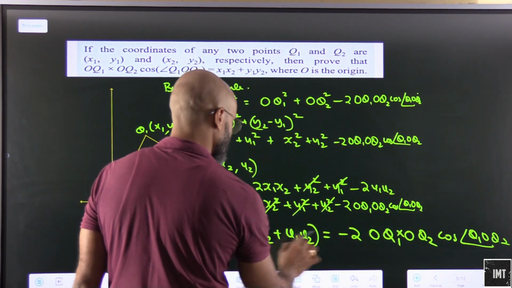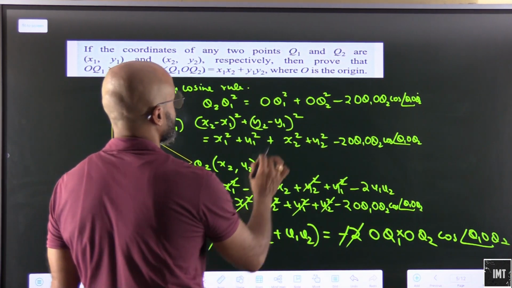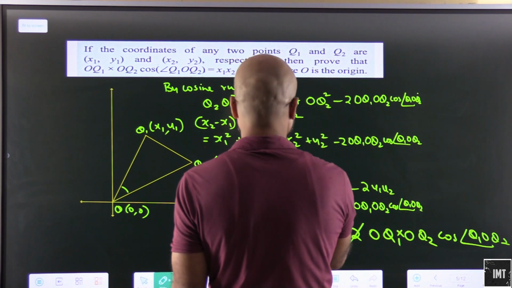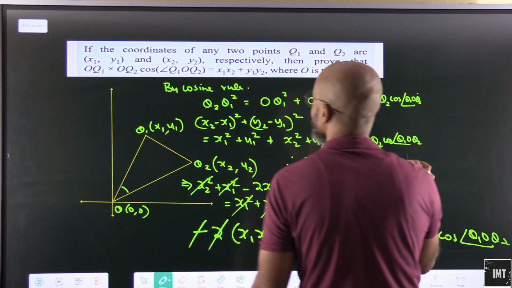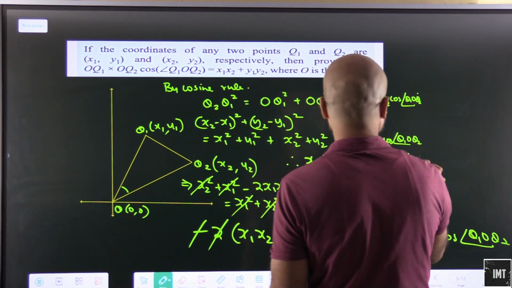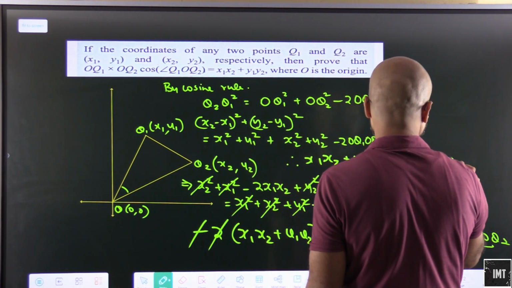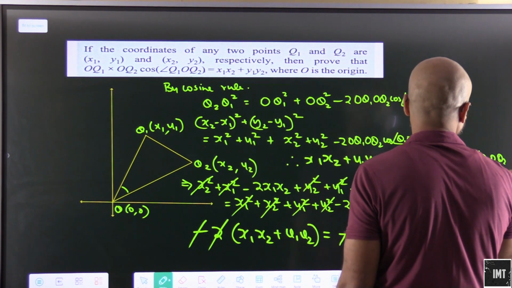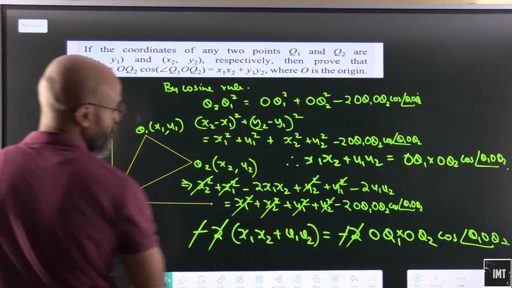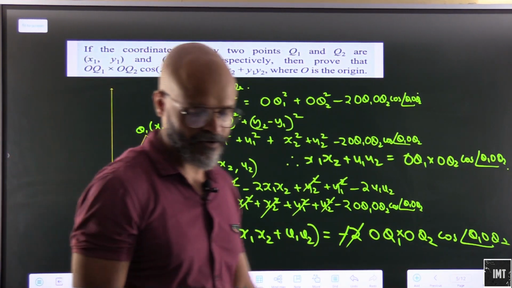Okay, minus minus gets cancelled, twice and twice gets cancelled. So here we have x1x2 plus y1y2 is equal to OQ1 into OQ2 cos of angle Q1OQ2. That's what we will get here.